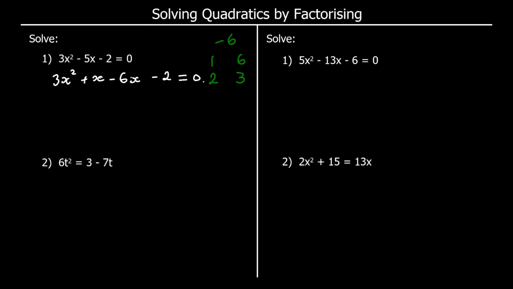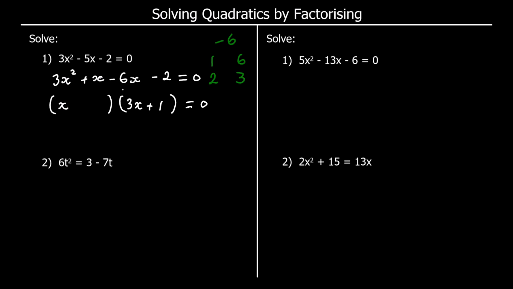Now I can put it into my double brackets. So what can I take out of the first two terms? They've both got an x in them. X times something is 3x squared. That must be 3x. X times something is x. That must be a 1.